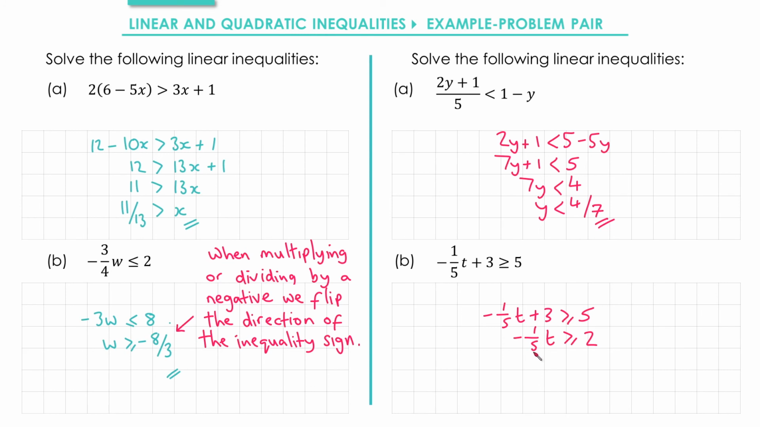Next, we need to deal with the minus 1/5. To make t the subject, we can divide by negative 1/5. That's the equivalent of multiplying by negative 5. So on the left, we're left with t. Remember, if we multiply by a negative, we flip the direction of the inequality sign, and 2 times minus 5 is minus 10.